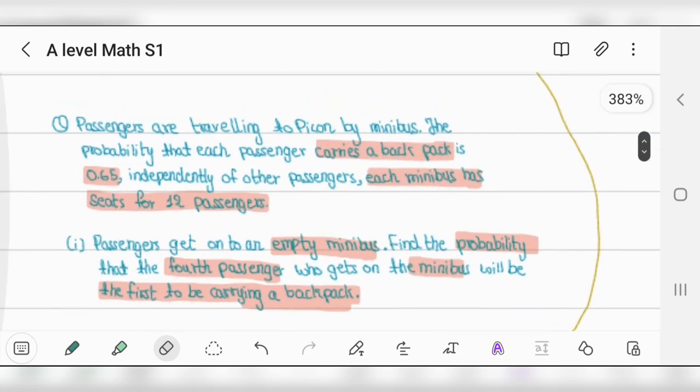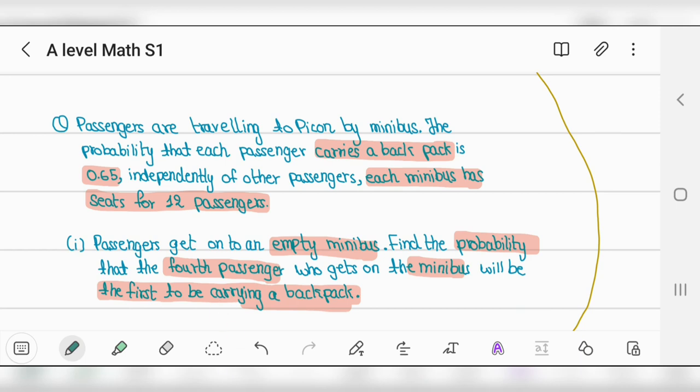Okay, another question is, passengers are traveling to Paikan by minibus. The probability that each passenger carries a backpack is 0.65 independently of other passengers. Each minibus has seats for 12 passengers, and each passenger carrying a backpack. Passengers get onto an empty minibus of maybe 12 passengers. Find the probability that the fourth passenger who gets on the minibus will be the first to be carrying a backpack.